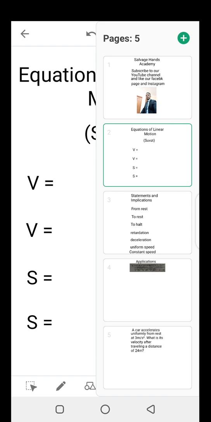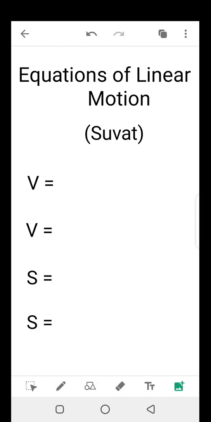Now, if you remember from my previous video, I told you that of the four equations, two start with V and two start with S. So, I'm going to remind you about all these formulas. Let's start from the first one.